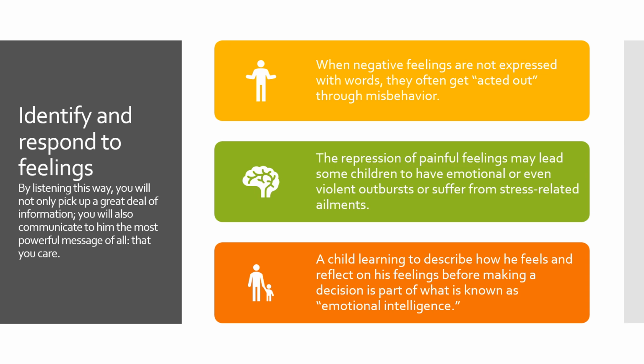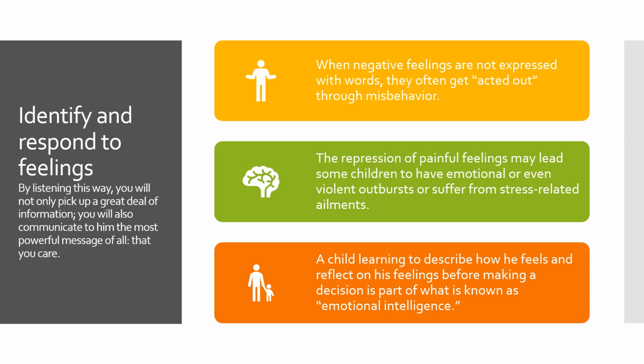And then the third one, a child learning to describe how they feel and reflect on their feelings before making a decision is part of what is known as emotional intelligence. People who learn to understand and manage their own emotions are better able to understand other people's emotions, and that's going to aid them in all of their relationships and really provide a leg up when it comes to cooperating with others.